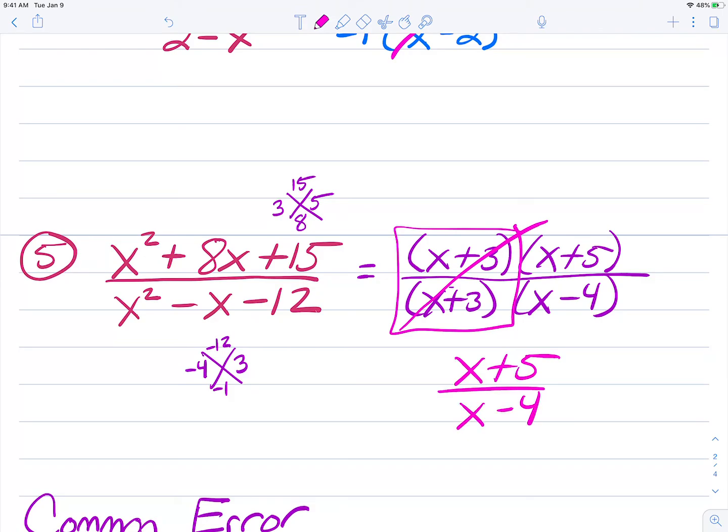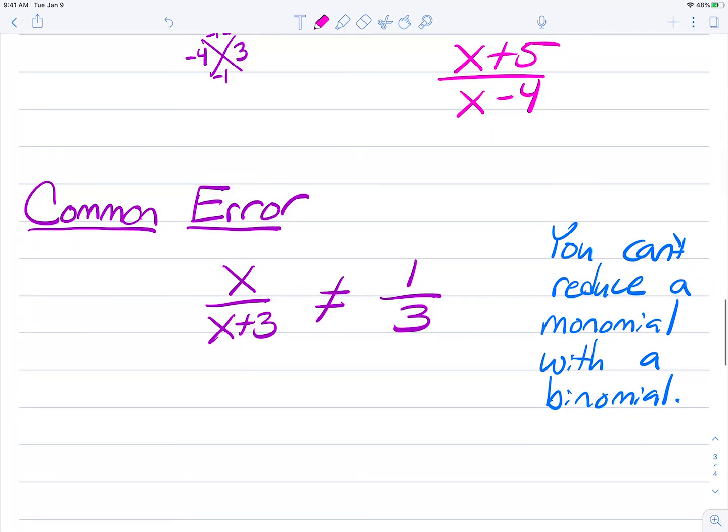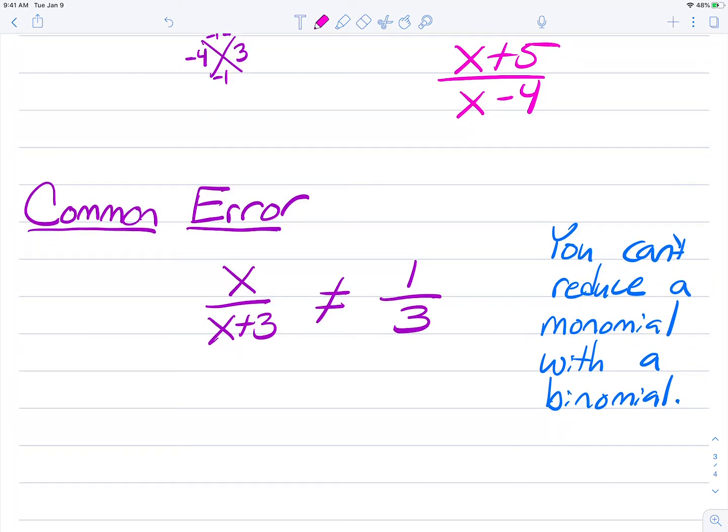So we have to factor first, reduce monomials with monomials, reduce similar binomials to go down to a 1, same trinomials also reduce to a 1, and so on. So just a common error reminder, something like x over x plus 3 does not equal 1/3. This is a common error. The common error is going, oh, I can reduce those x's. No, you can't. One's part of a monomial, one's part of a binomial. It does not work. So you cannot reduce a monomial with a binomial.